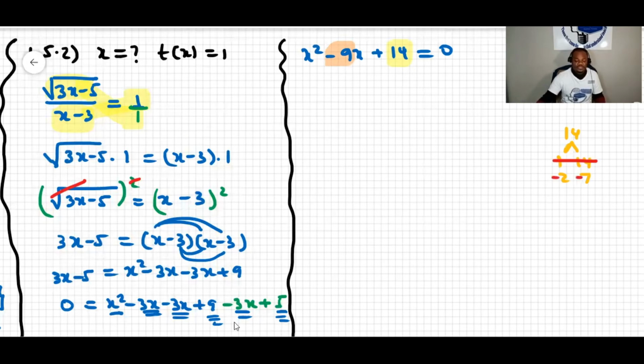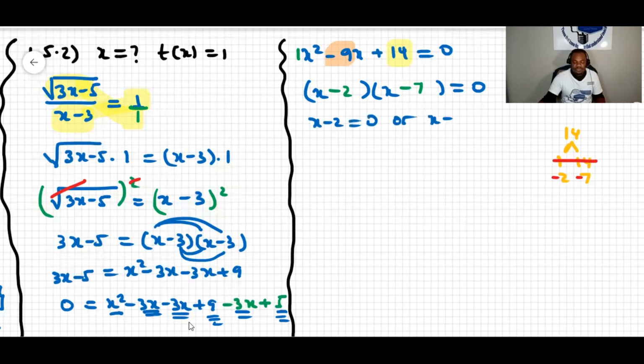Now, since the coefficient of x squared is just 1, we can write x in the brackets like this, equal to 0. Now we write in the factors, negative 2 and negative 7. This means, according to the multiplication property, we're going to set x minus 2 equal to 0 or x minus 7 equal to 0. That means x is equal to 2 or x is equal to 7.